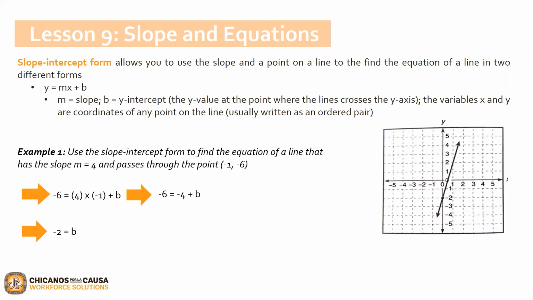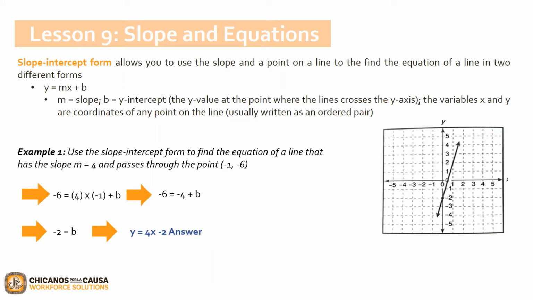At this point, we know that we have to add 4 to both sides of the equation in order to isolate b. This gives us -2 equals b. Therefore, we know that the actual slope-intercept form of the equation comes out to a final answer of y equals 4x minus 2.